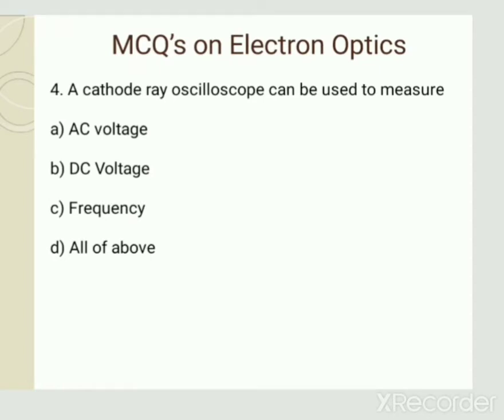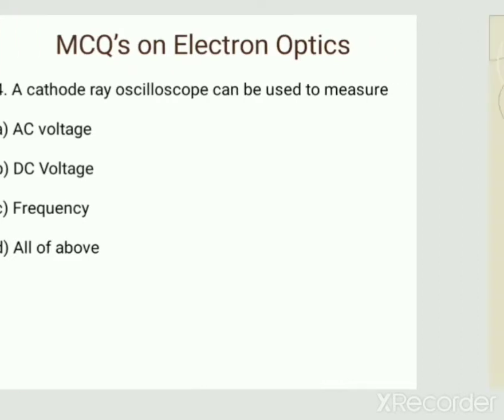Fourth question is a cathode ray oscilloscope can be used to measure. So CRO is used to measure AC voltage, DC voltage, frequency. So we can measure all these parameters with the help of CRO. So the correct answer of this question is option D, that is all of above.